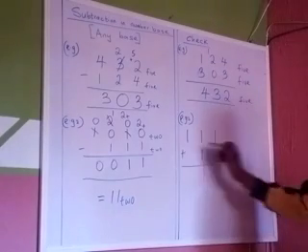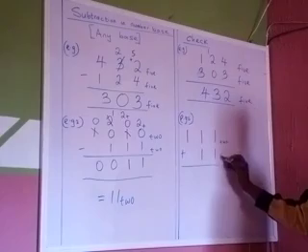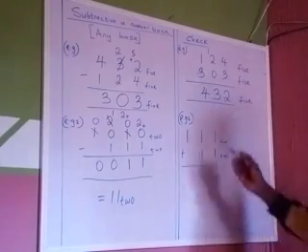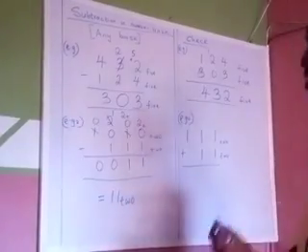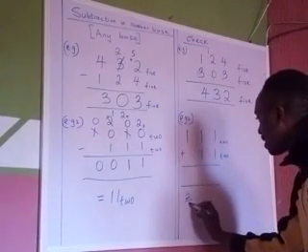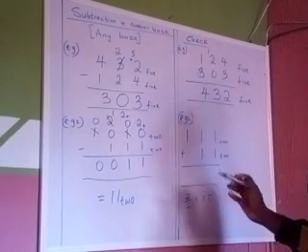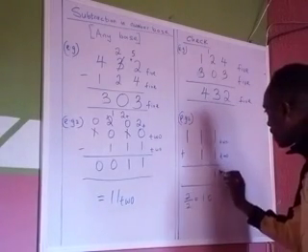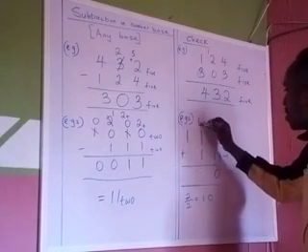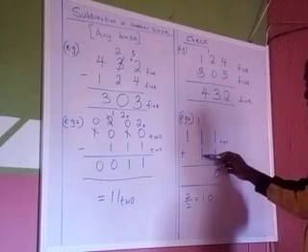Again, 1 plus 1 is 2. But because I'm in base 2, I cannot write 2 in base 2. So that means I'm going to have 2 divided by 2, and that will give me 1 remainder what? 0. So I'm going to write this 0 and carry this 1. 1 plus 1 is 2, plus 1 is 3.